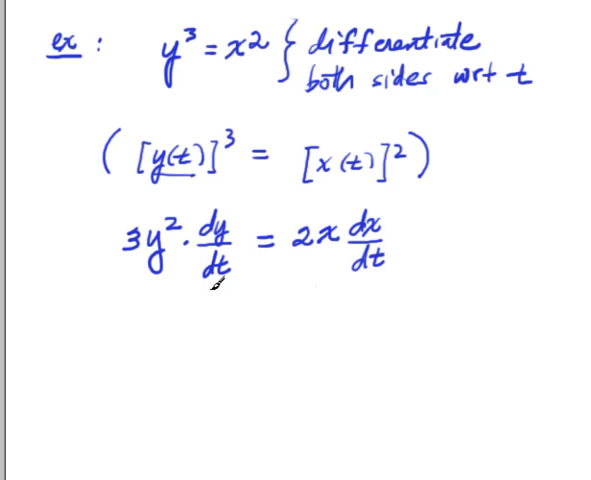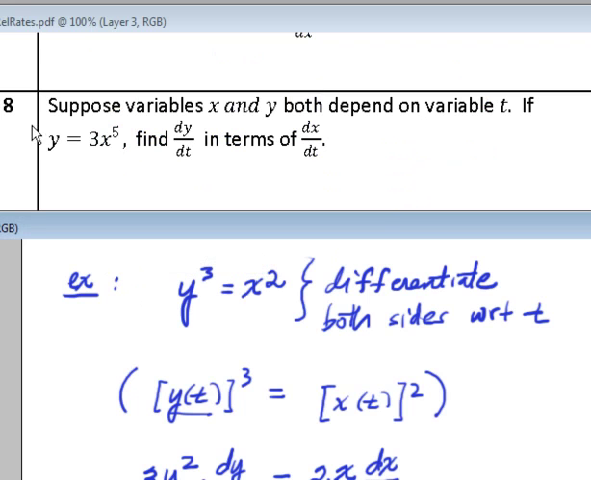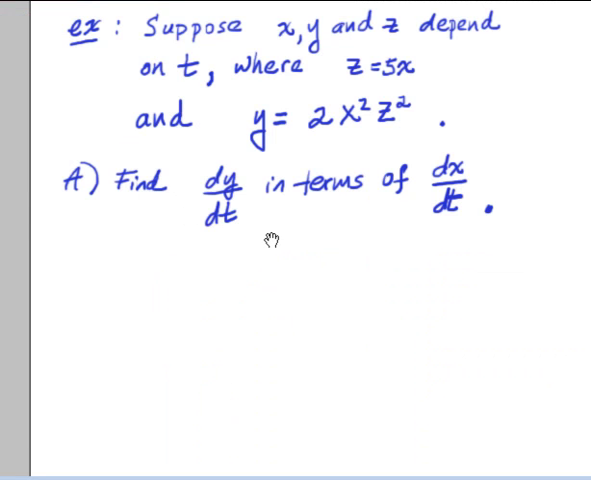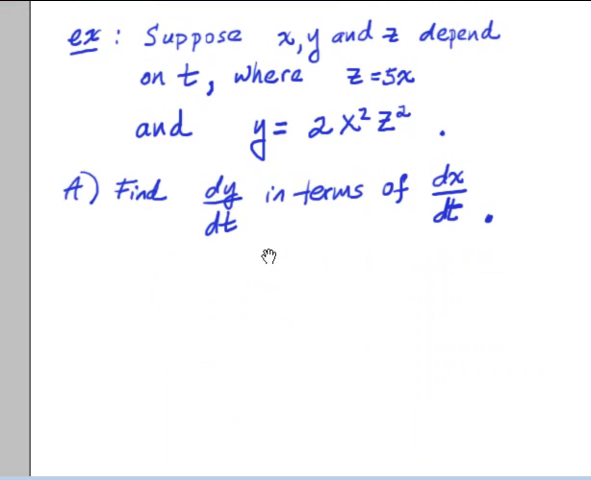So now you're ready to do problem 8. So let me show you that problem. Okay, here's problem 8. We have y is equal to 3x to the 5th, and we want to find dy dt in terms of dx dt. In other words, differentiate both sides with respect to t. All right, so copy this one down.